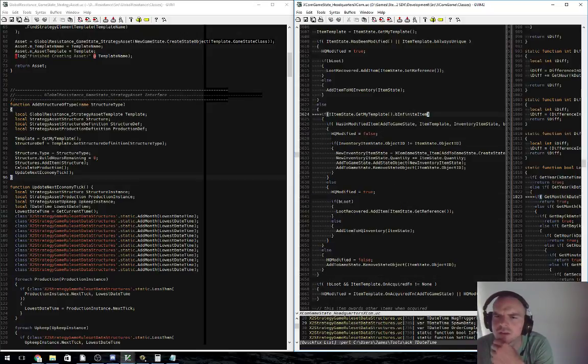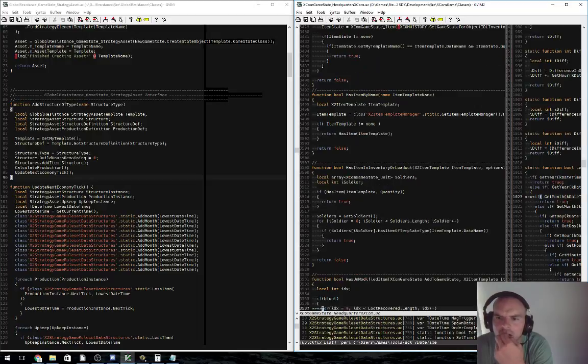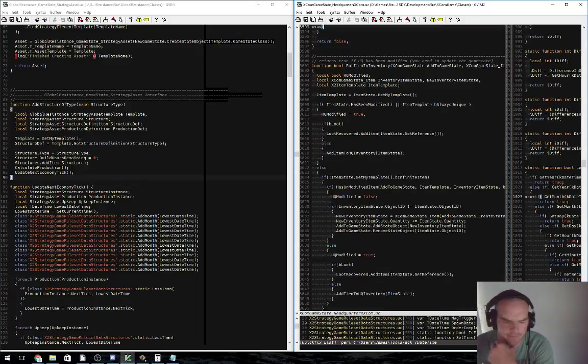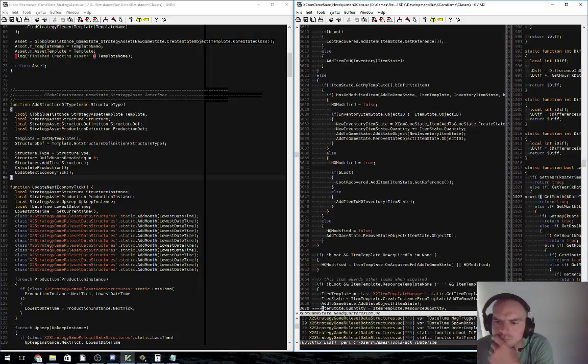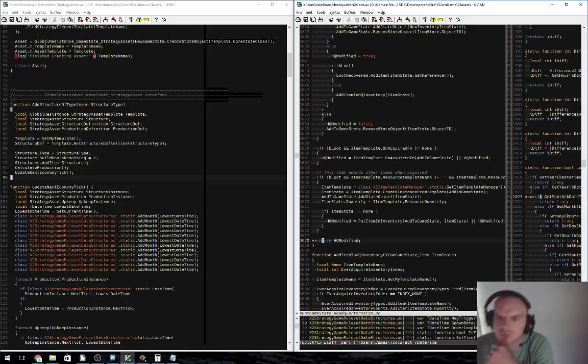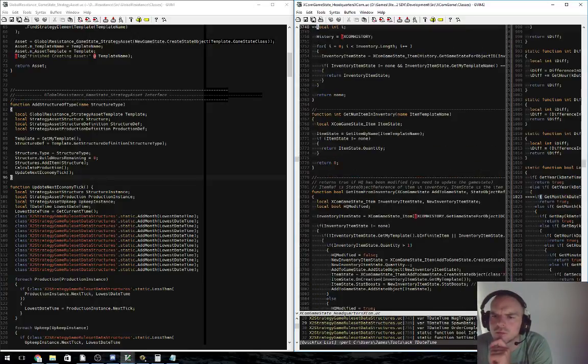So the thing that's tricky here is add item to HQ inventory. Has unmodified item, has item by name, has item. So there's something it does here which makes sure that it brings things together.